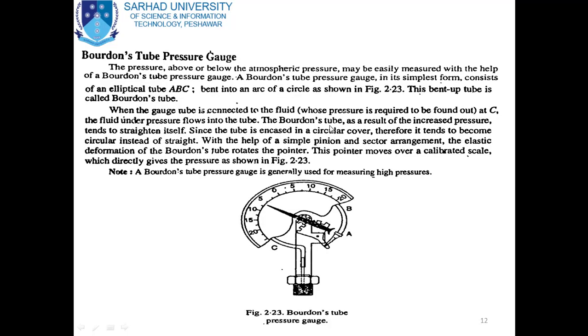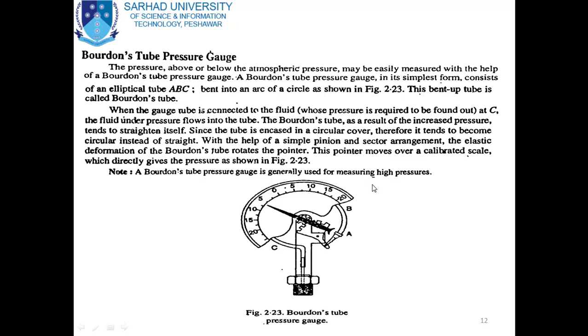Now we have the topic Bourdon's tube pressure gauge. The pressure above or below the atmospheric pressure may be easily measured with the help of a Bourdon's tube pressure gauge. A Bourdon's tube pressure gauge in its simplest form consists of an elliptical tube ABC bent in an arc of a circle as shown in figure 2.23. This bent up tube is called Bourdon's tube. The Bourdon's tube is used to measure the gauge pressure.